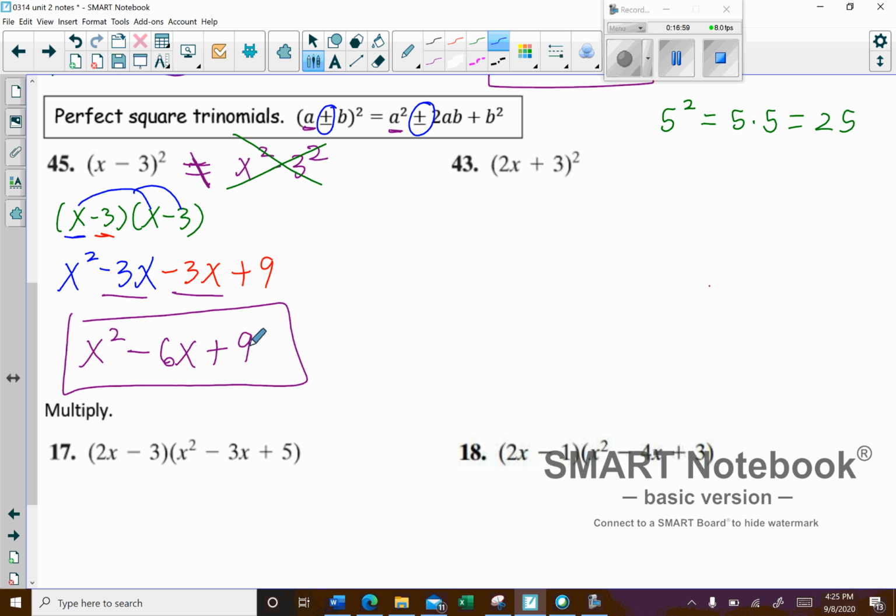So if you like the shortcut, great. If not, go ahead, break it apart and FOIL it. It's not really a big deal. But if you do take the shortcut, if you do about 5 or 6 of these in a row, you'll get the pattern down, and it's pretty simple. So square the first term. Multiply this together and double it. So x times 3, 3x, double it, so it's 6, and then match the sign right there, minus 6x, and then square the 3, which would become a 9.